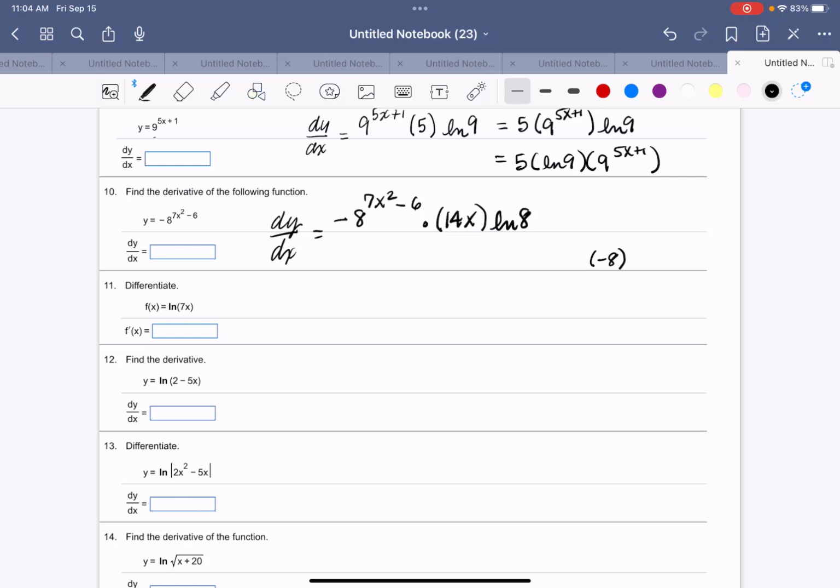So we could do a bit of rearranging. We might put the 14x in the front times the opposite of 8 to the 7x squared minus 6 times the natural log of 8. And you could put that again in any order and it would be acceptable as long as you make it clear that it's multiplication. So 14x times negative 8 to the 7x squared minus 6 times the natural log of 8.